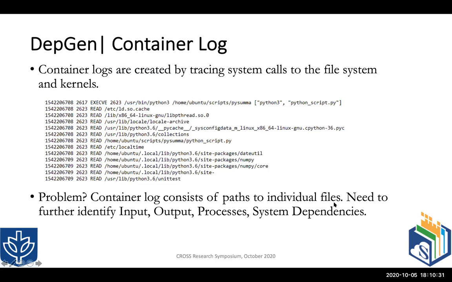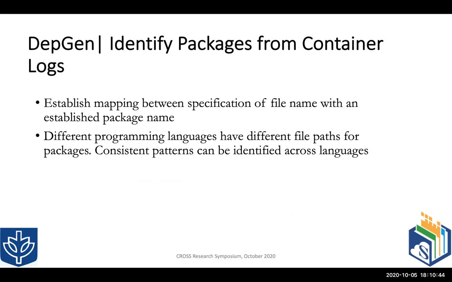We need to identify, well, what are these? Are these input files? Are these output files? Are these process files, right? Any process that might be running also is a file. Or is it a system dependency? And if it's a system dependency, what particular package does it belong to? So that is essentially the automatic container documentation problem, which is, can we identify packages from container logs? That is, establish the mapping between the specification of a file name and an established package name.